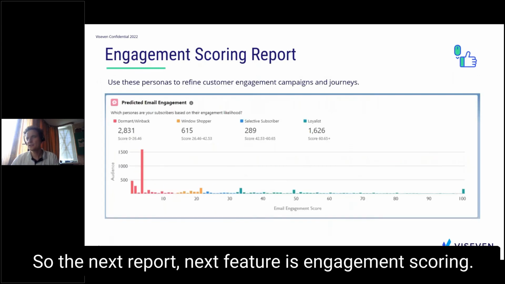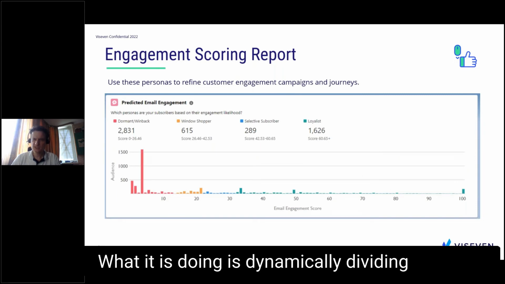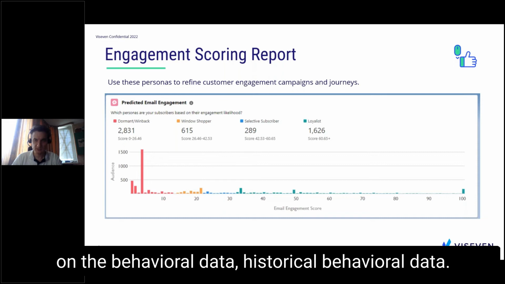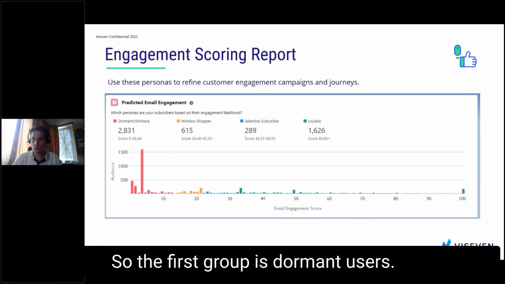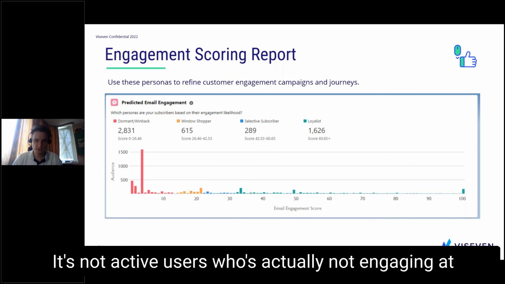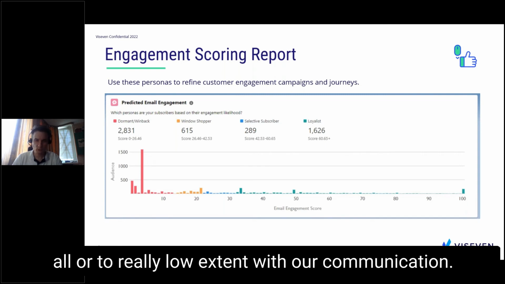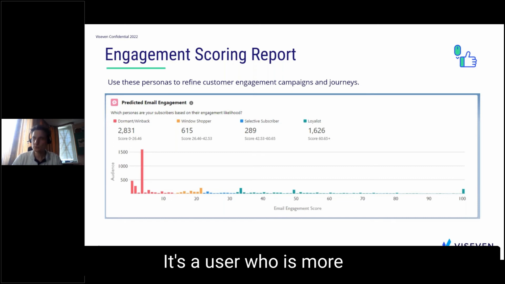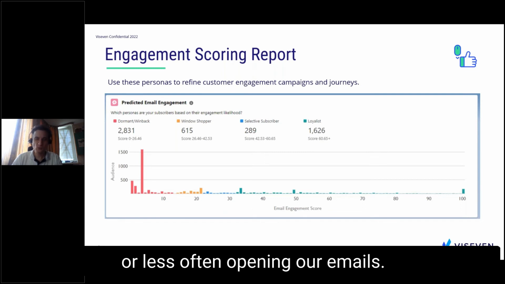The next feature is engagement scoring. What it does is dynamically divide the audience into 4 major groups based on historical behavioral data. The first group is dormant users. These are not active users, who are not engaging at all or only to a really low extent with our communication. The second group is called window shoppers. These are users who more or less often open our emails.